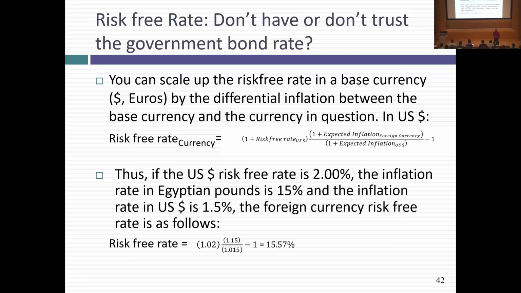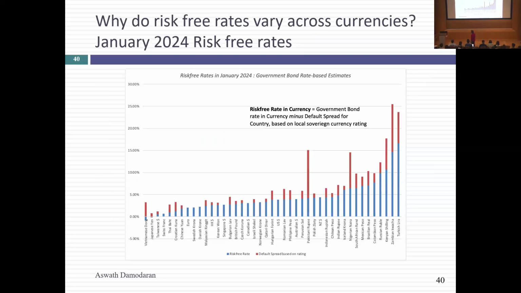So that gave me risk-free rates in 40 currencies. And I'll be quite honest, in some of those currencies, I don't believe the risk-free rate. The Vietnamese dong, I don't think has a negative risk-free rate. And I'll tell you what I think is causing the problem.